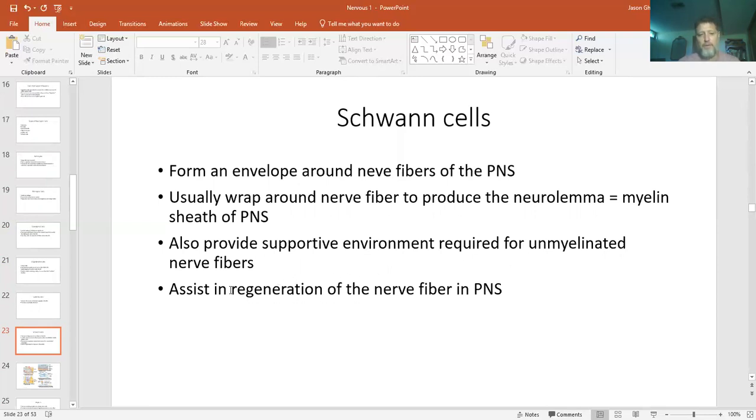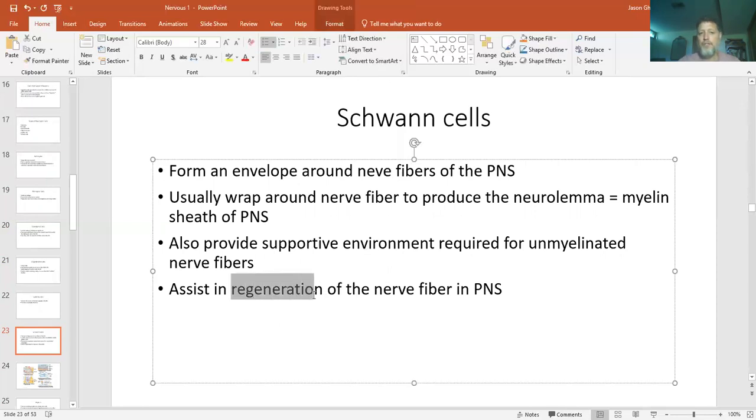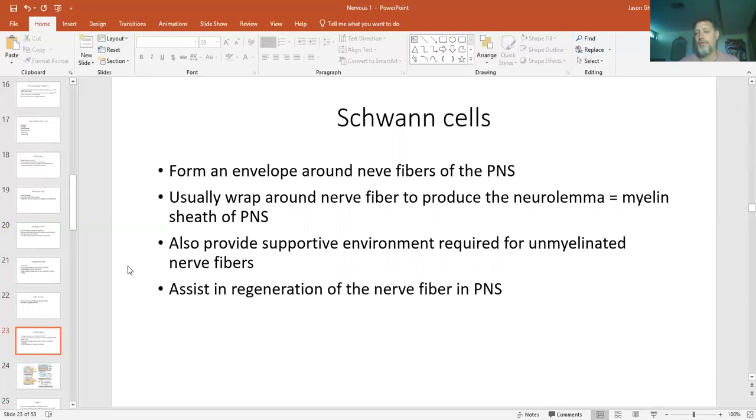Right here, you can see at the very bottom. They assist in the regeneration of nerve fibers, and often you hear that nerve fibers cannot regenerate. Central nervous system nerve fibers have much greater difficulty and are much less likely to regenerate. Peripheral ones, depending upon the amount of damage, can regenerate up to a point.